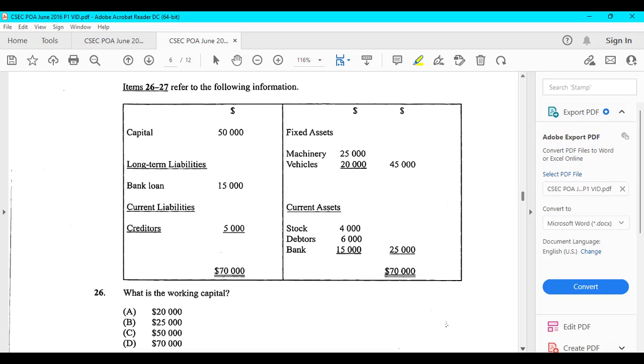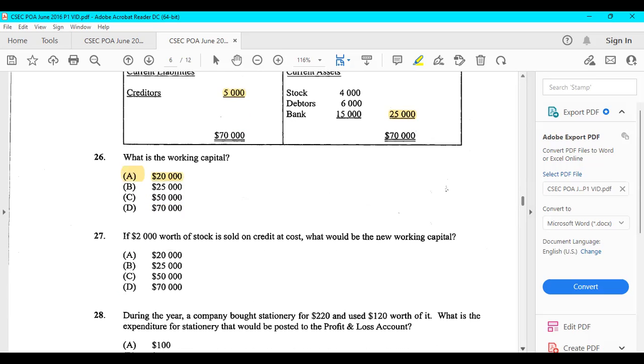They might ask you what's another name for working capital. Another name for working capital is what? Not net current assets, right? Or also known as net working capital. All right. So your working capital is really the amount of money available that a company can use readily for day-to-day operations. So do your current assets, which is $25,000, minus your current liabilities of $5,000, you end up with $20,000 working capital. All right, moving on to number 27.